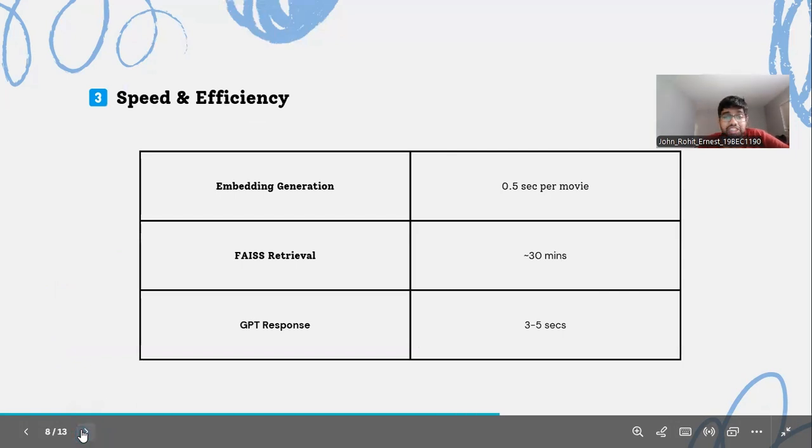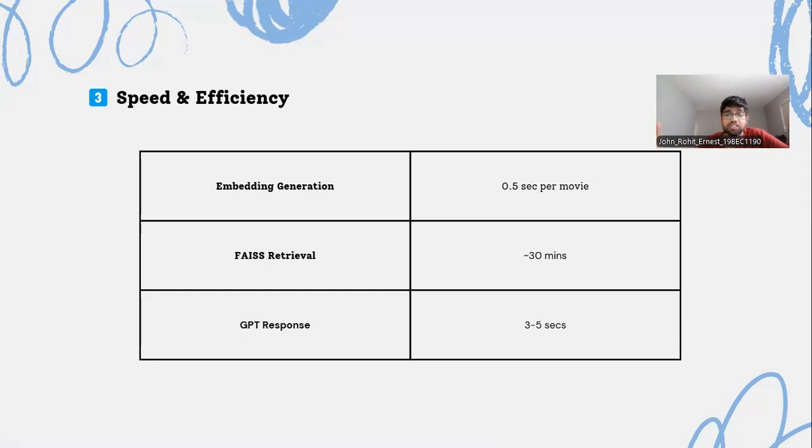Coming to speed and efficiency, using FAISS we optimize retrieval time. FAISS retrieval is under 30 milliseconds. I put minutes here, so it's a mistake. I will change it. It's milliseconds. And GPT 3.5's response took almost 3 to 5 seconds, which made the system faster and more accurate.